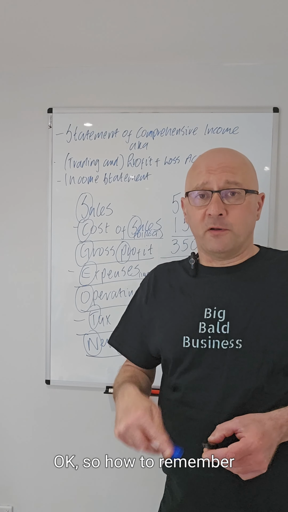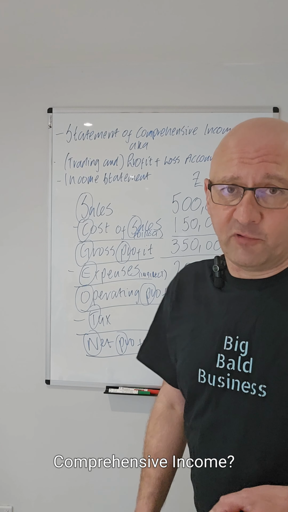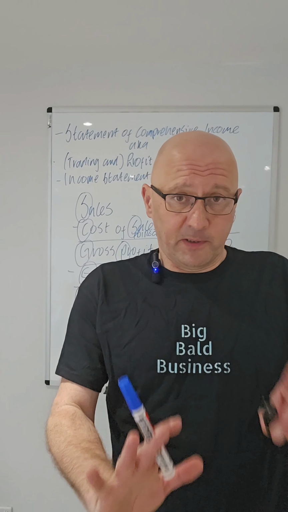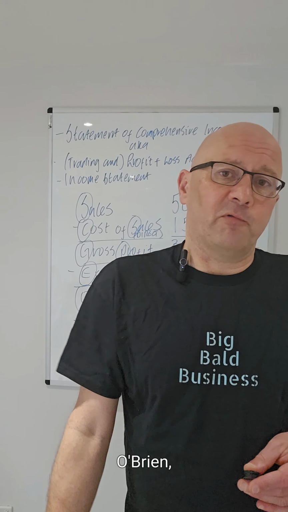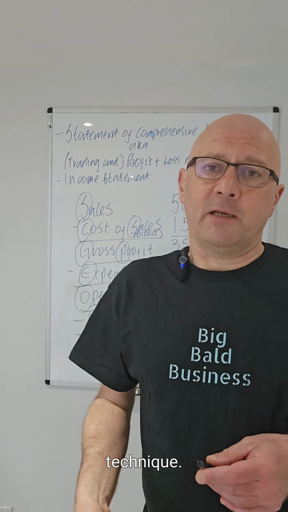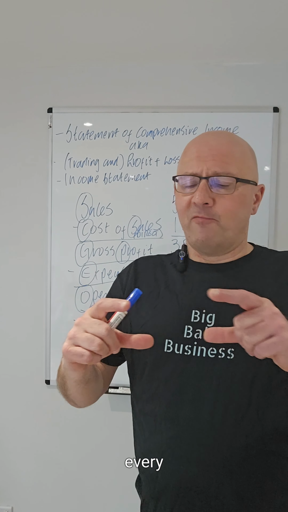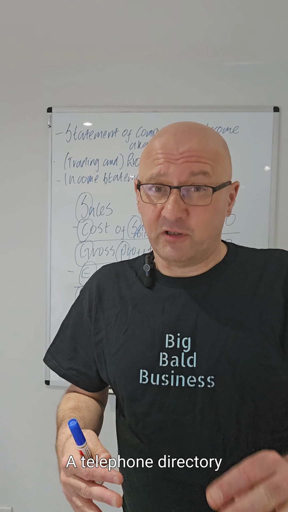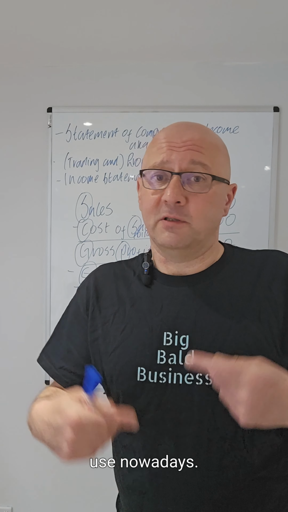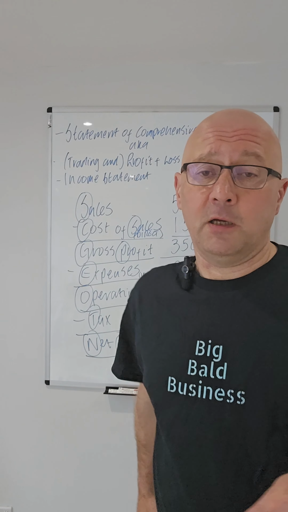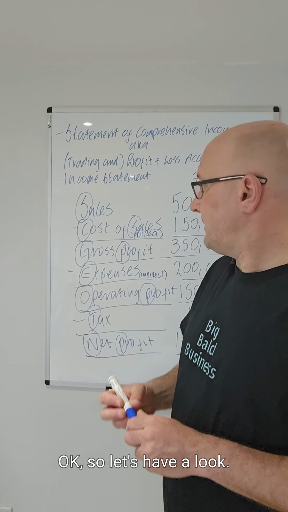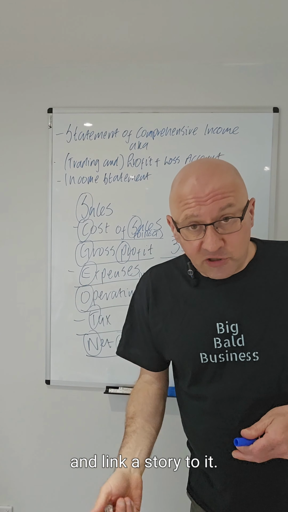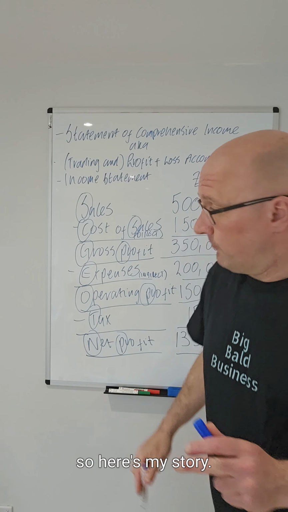Okay, so how to remember the formula for statement of comprehensive income. Now, while I go through this, I'm going to sound like a bit of a madman, but just bear with me. Dominic O'Brien has a memory technique. He could actually remember every line in a telephone directory. A telephone directory is something that old people like me used to use. Nowadays, you don't need it because you use internet. He said you take the first letter of what it is you need to remember and link a story to it. So here's my story.